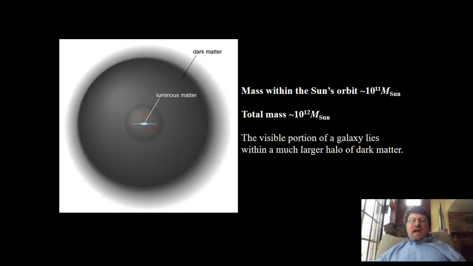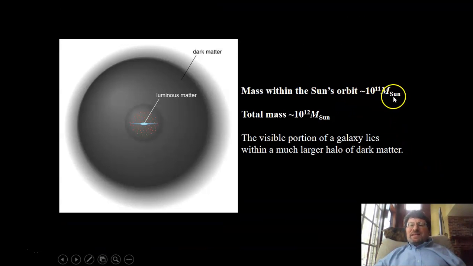So it turns out that within our sun's orbit, there's about 10^11 solar masses of material. We do that by a calculation similar to the one that we just talked about on the last slide. Within the galaxy as a whole, the Milky Way galaxy, there's about 1 trillion solar masses. And the vast majority of that is in dark matter. Here you can see the luminous matter, the light-emitting matter, and the dark matter encompasses more than just that region.